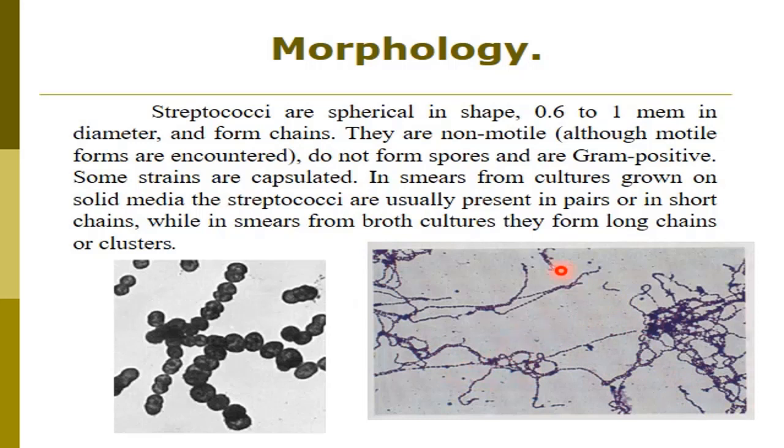For your information, long chains are always associated with pathogenic streptococci, while short chains are always associated with non-pathogenic strains of streptococci. They are non-motile, although motile forms are encountered, do not form spores, and are gram-positive. Some strains are capsulated, like Streptococcus pneumoniae. In smears from cultures grown on solid media, the streptococci are usually present in pairs or in short chains, while in smears from broth culture, they form long chains or clusters.